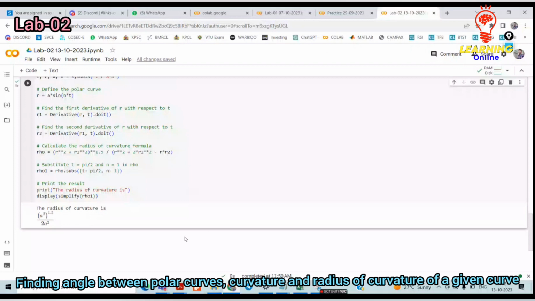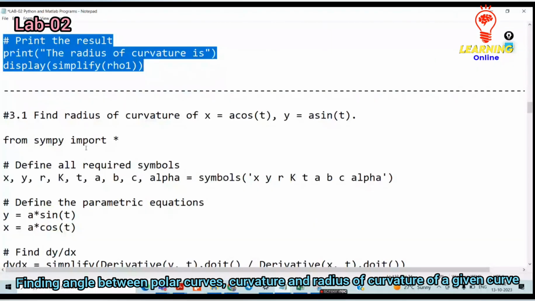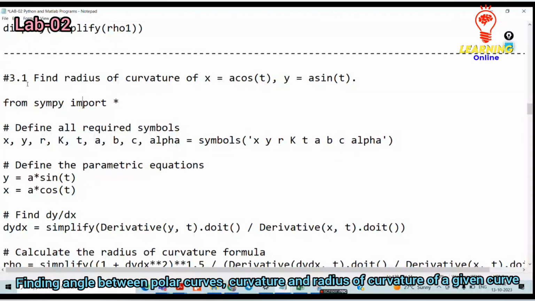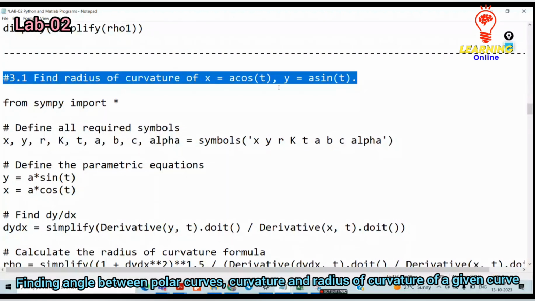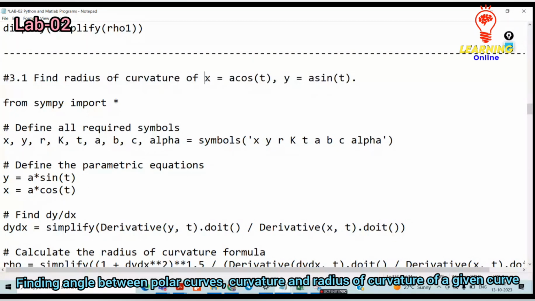Next, the last one is: find the radius of curvature for x is equal to a cos t, y is equal to a sin t. Okay, these two are the expressions. For this, I need to find the radius of curvature. What I need to do? I need to import SymPy. Then I need to define variables. How many variables are there here? x is there, y is there. Then r is required. I need to define it because it is required for the evaluation.